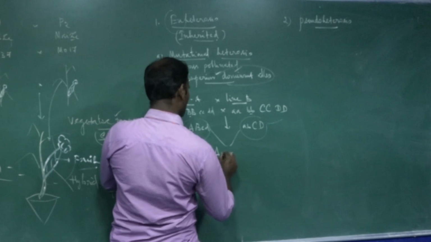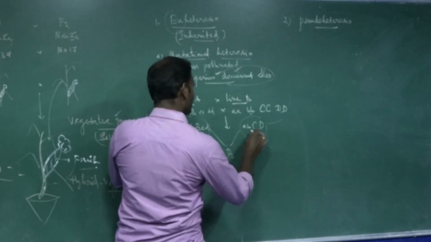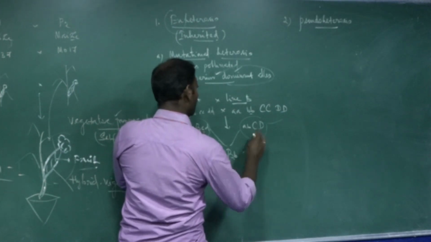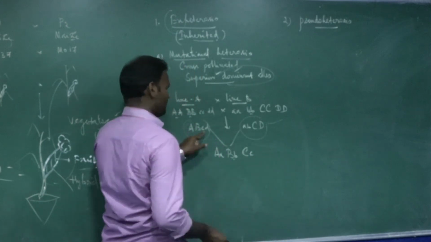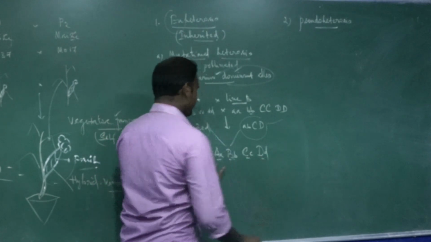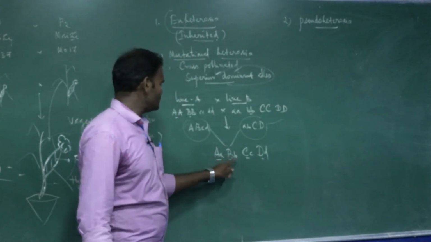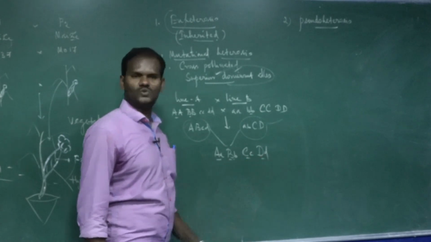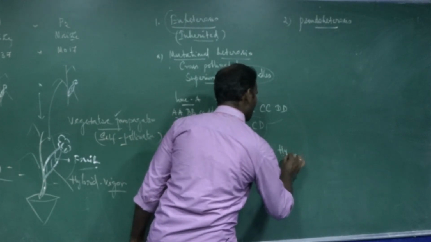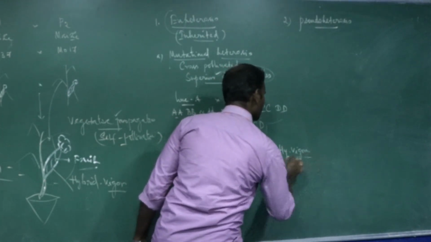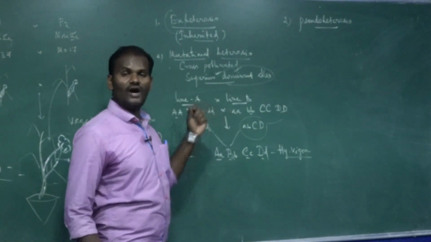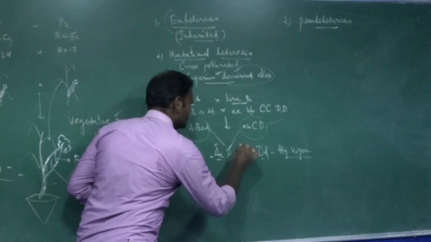Capital A, small a, one pair. Capital B, small b, another pair. Next pair, small c, capital C. Next, another pair, capital D, small d. So among each pair, one is a dominant allele and the other is a recessive allele. These F1 are called heterosis, also called hybrid vigor. This hybrid vigor is superiority to both of the parents. How? Due to the presence of these dominant alleles.